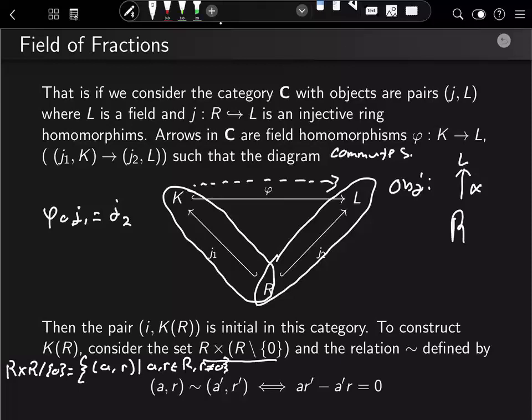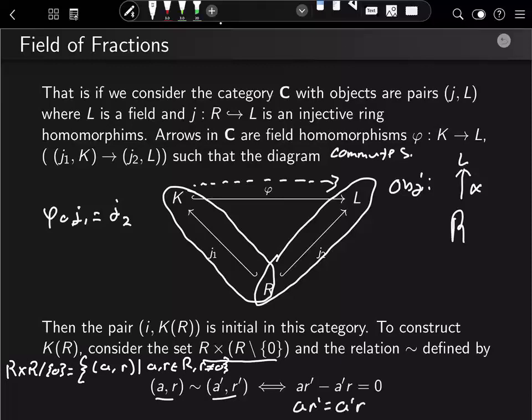And we're going to define an equivalence relation on these pairs. So we say that the pair (a, r) is related to the pair (a prime, r prime) if and only if a r prime minus a prime r is equal to 0. So we have a r prime is equal to a prime r.